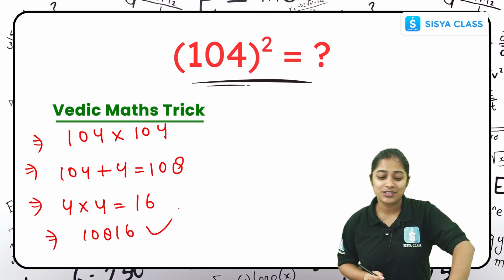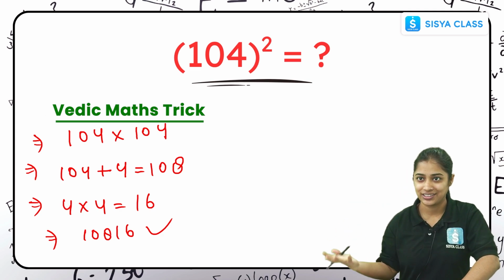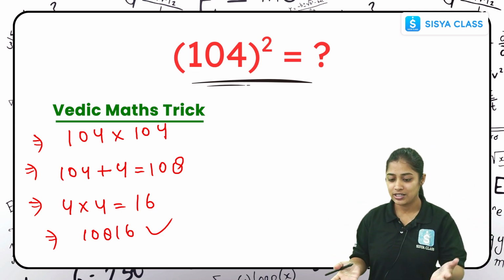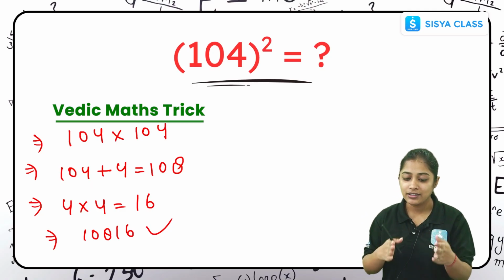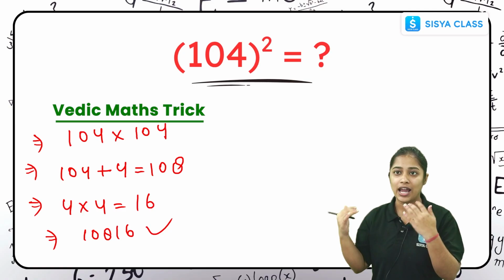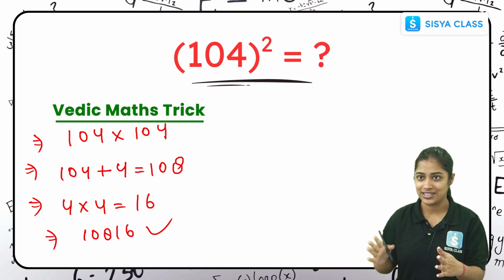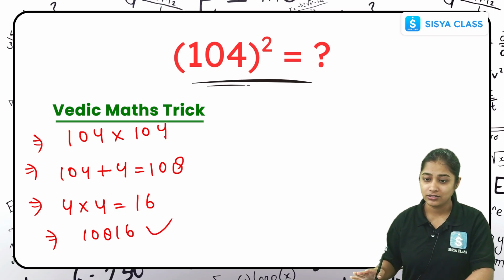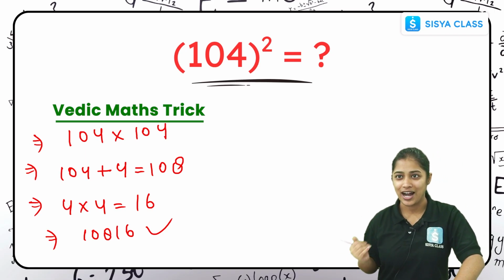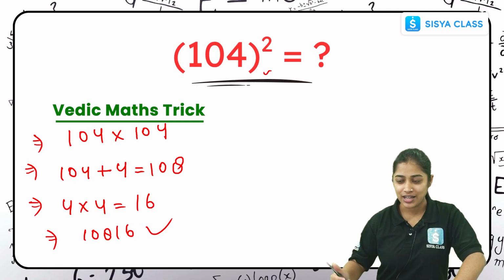Very easy, right? So, whenever you have a 3-digit number and you want to take the square of that number, your first step is to take that number and add the last two digits to it. Now, whatever answer you got, write it, then multiply the last two digits with themselves. Now write the numbers together, and that will be your answer. So, this was the first example. Now, let's see one more example of this.